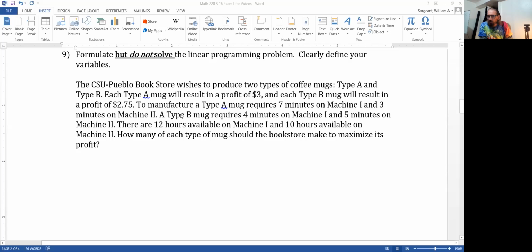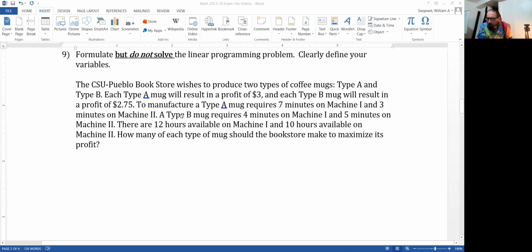In this video, we're going to take a look at another example of setting up a linear programming problem. So let's say that a bookstore at a university wishes to produce two different types of coffee mugs. For lack of imagination, the type A coffee mug and the type B coffee mug.